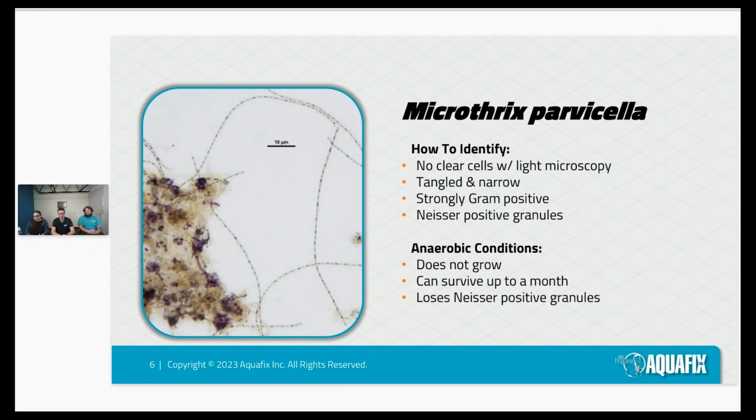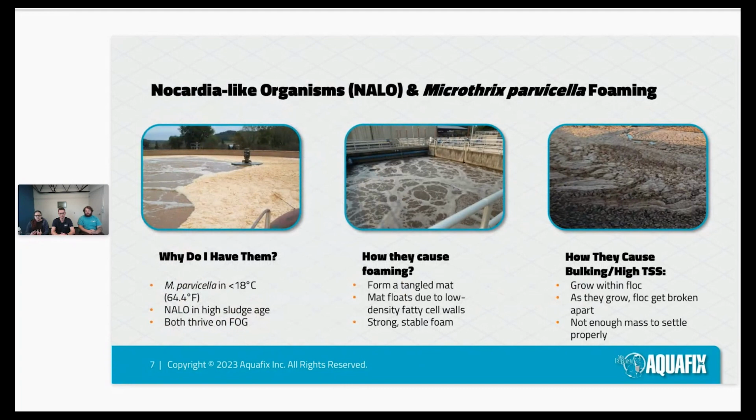So how do these filaments cause problems? Why do I have them? So obviously, this is a grease webinar, so they like grease. But additionally, Microthrix likes colder temperatures, and nocardia is also found in a higher sludge age.